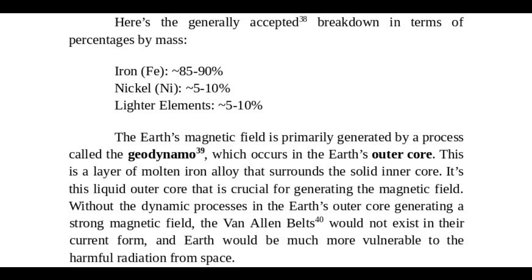The Earth's magnetic field is primarily generated by a process called the geodynamo, which occurs in the Earth's outer core. This is a layer of molten iron alloy that surrounds the solid inner core. It's this liquid outer core that is crucial for generating the magnetic field. Without the dynamic processes in the Earth's outer core generating a strong magnetic field, the Van Allen belts would not exist in their current form, and Earth would be much more vulnerable to the harmful radiation from space.